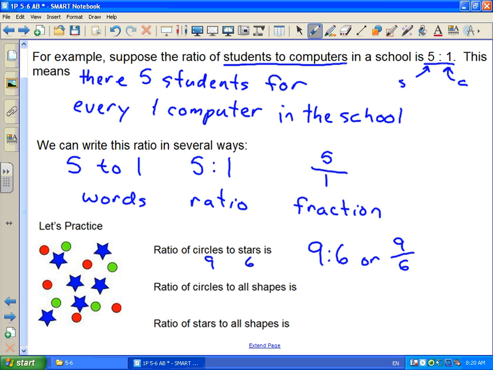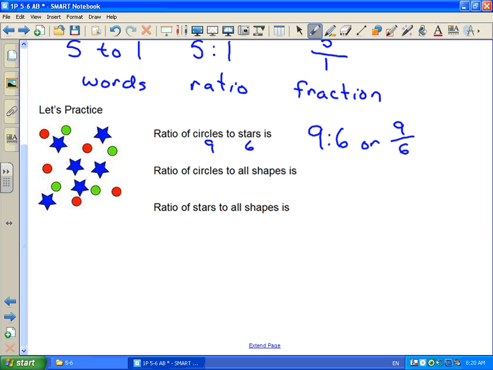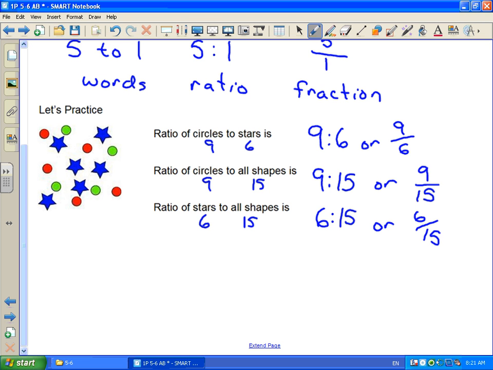If we want to look at the ratio of circles to all shapes, well, let's see, we have 9 circles. How many shapes do we have in total? Well, that's the number of circles plus the number of stars, so we have 15 shapes in total, so that'll be 9:15. Or 9/15. Ratio of stars to all shapes, well, again, 6 stars, 15 shapes. So 6:15 or 6/15. So those are ratios.